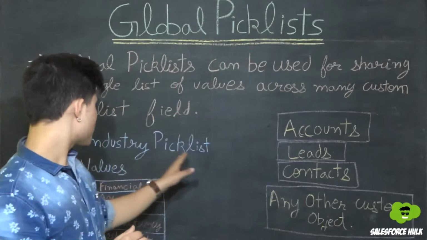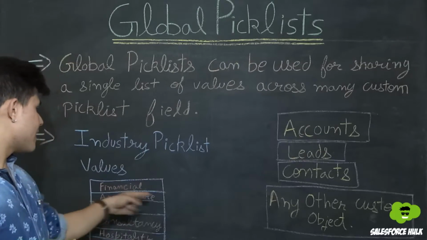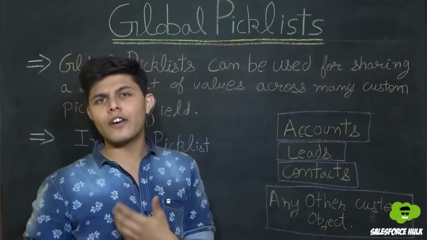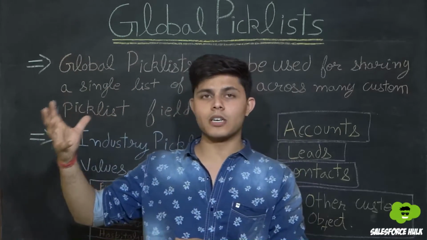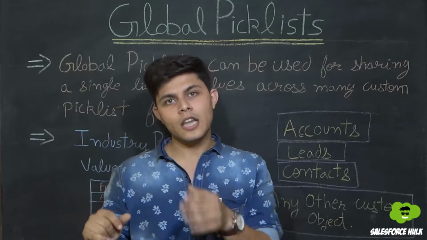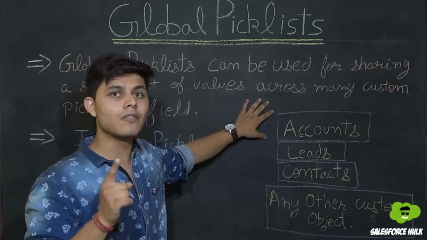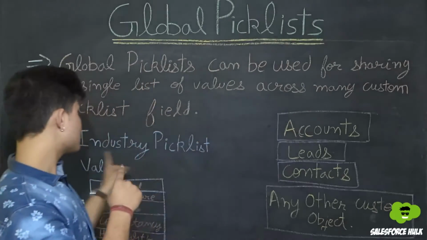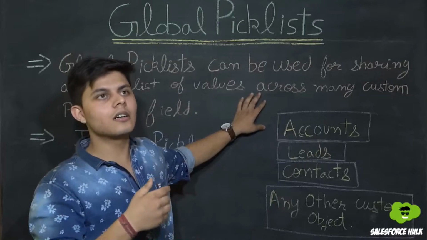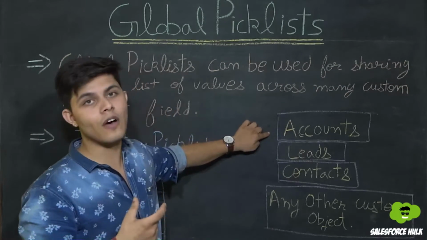So here is the industry picklist value set. It's a global picklist in which the values are financial, agriculture, media, consultancy, and hospitality. These are the different values I have in this particular global picklist, or global picklist value set. Now I'll create a custom picklist field in the accounts object, but we'll use the global picklist, the industry picklist value set. That way the values will be derived from it; the field will not have its own values.